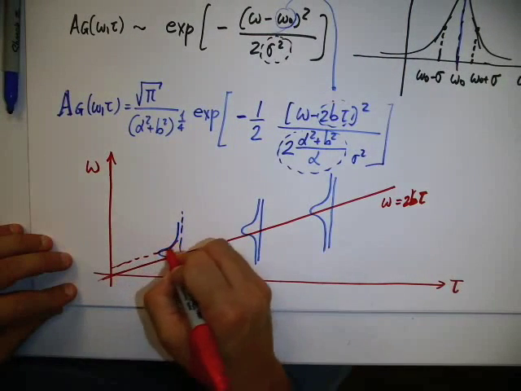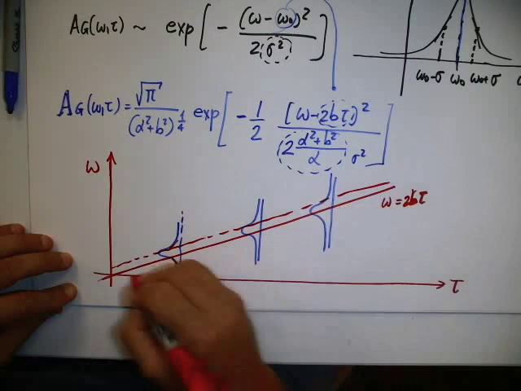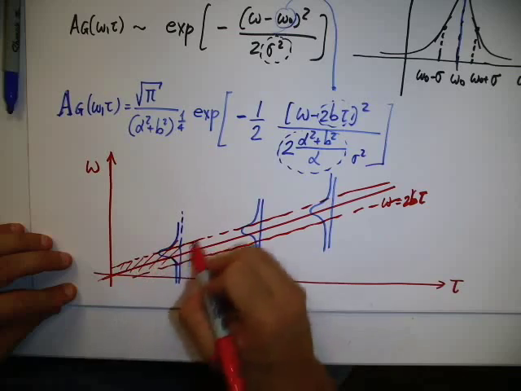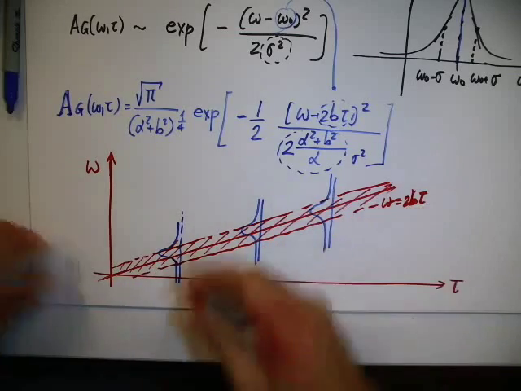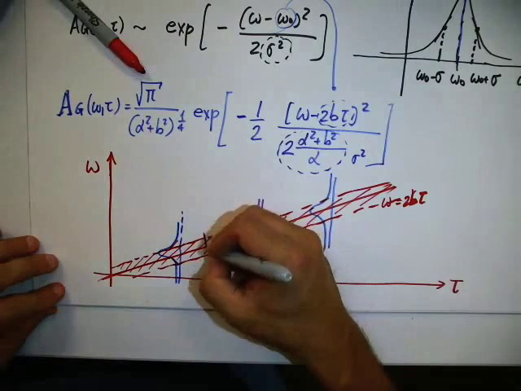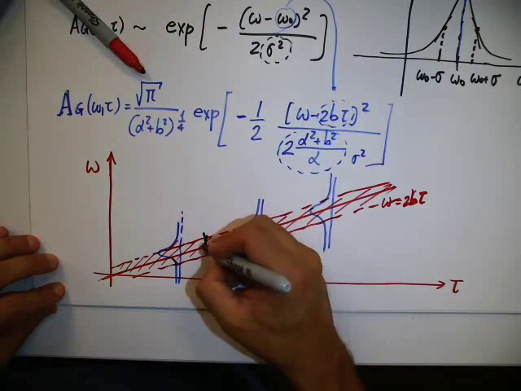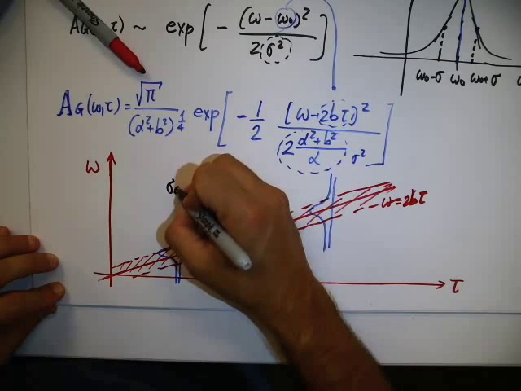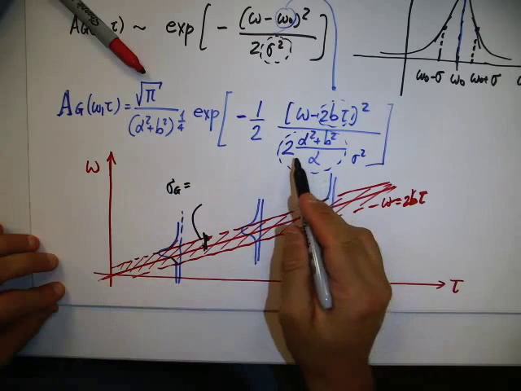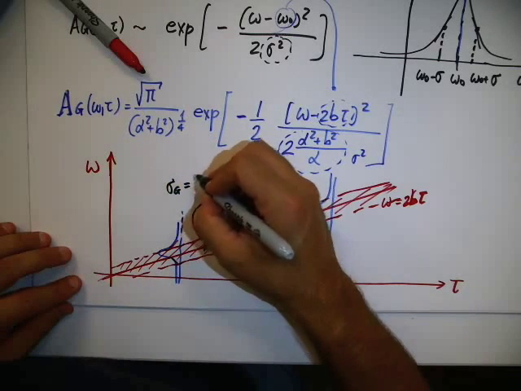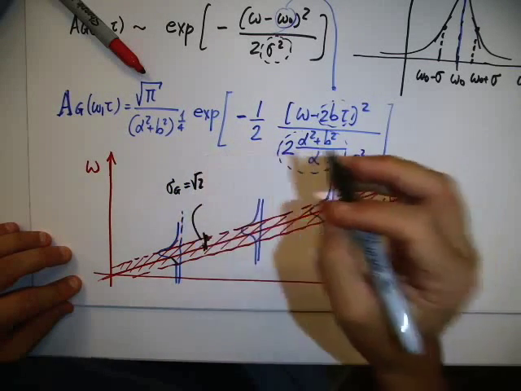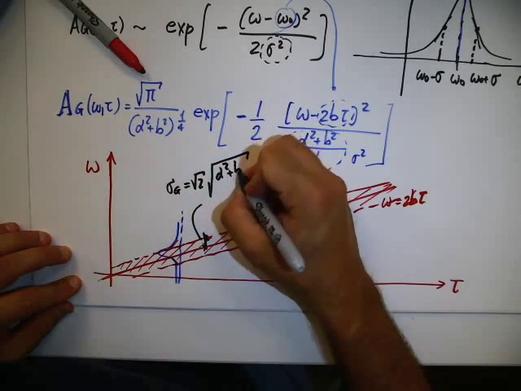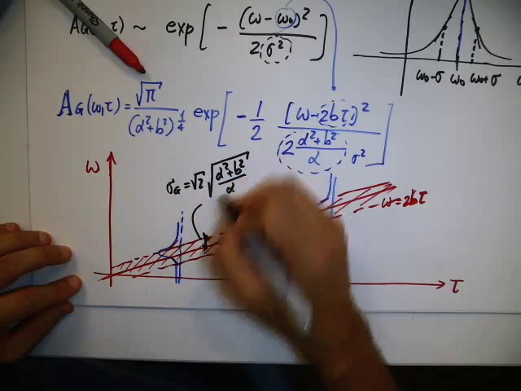No, we already have it. Sigma Gabor is equal to the square root of this. So it's going to be square root of 2 times square root of alpha squared plus beta squared divided by alpha. Okay?